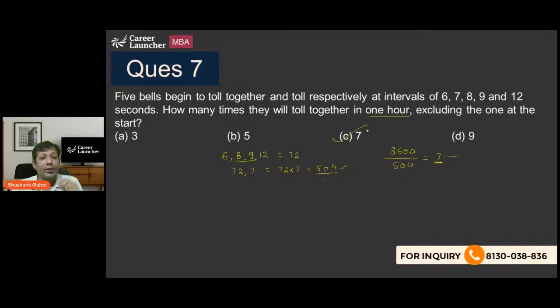Right. And you might think that in the start they are ringing together, so it should be 8. But they have already mentioned that excluding the first one, which rings at the start, that will not be considered. So it means in 1 hour, they are going to ring 7 times together. So the answer of this question is going to be option C. That is going to be 7.